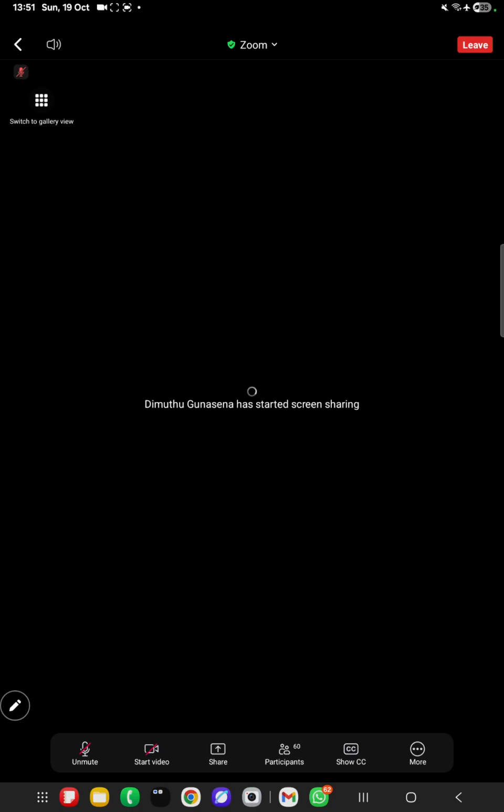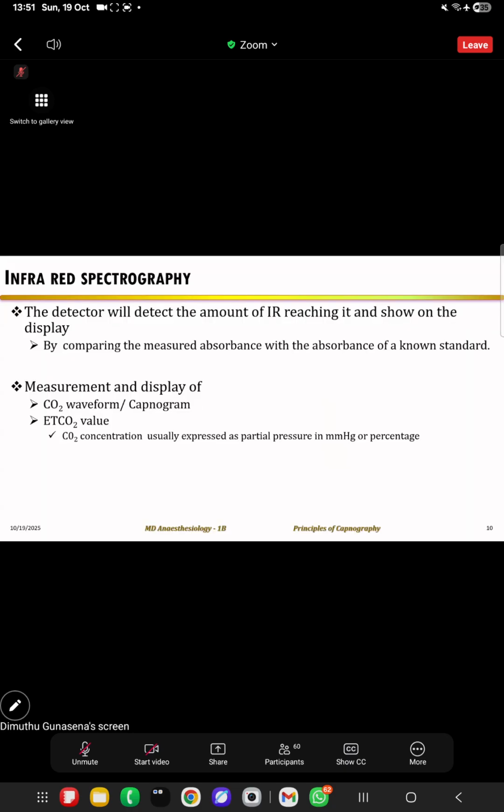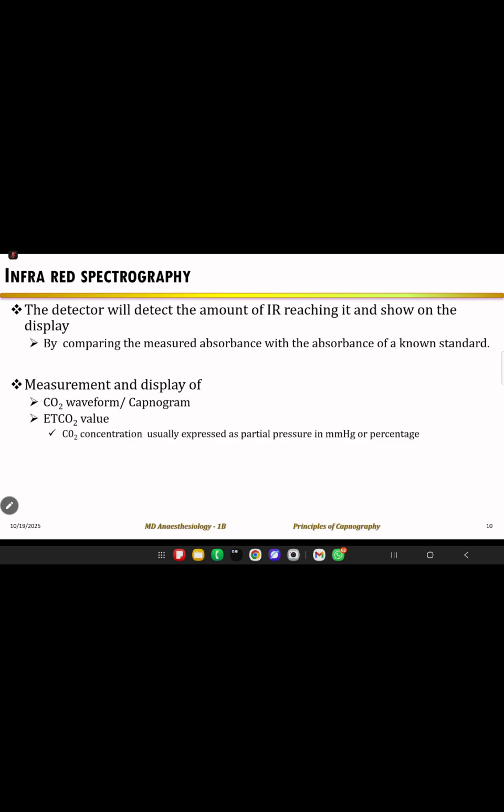So the detector will detect the amount of infrared reaching it and show it on the display by computing and measuring the final values. So it will display a waveform, which is the capnogram, and display a value, which is the EtCO2.